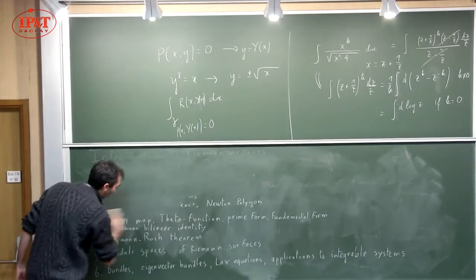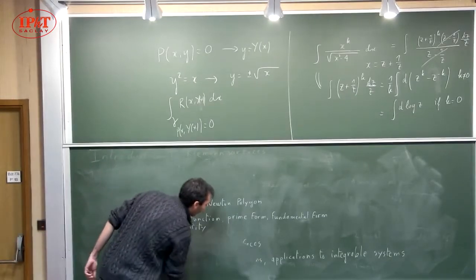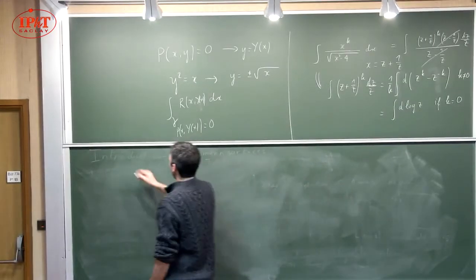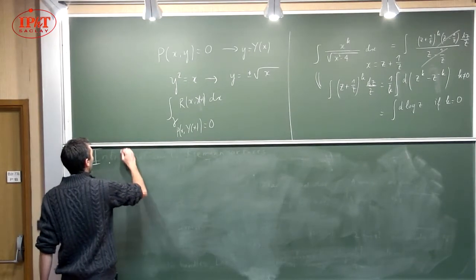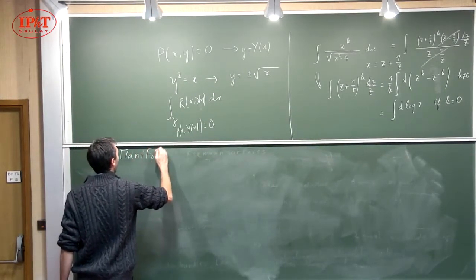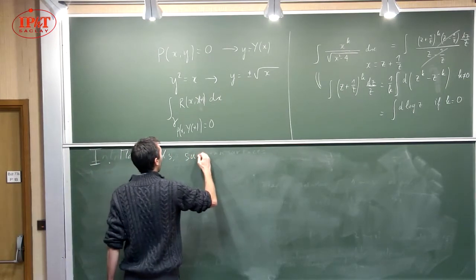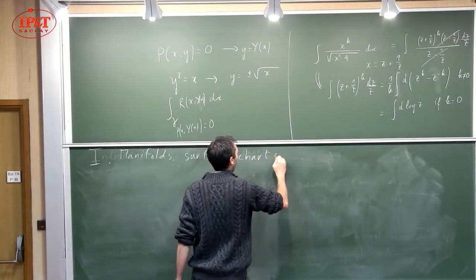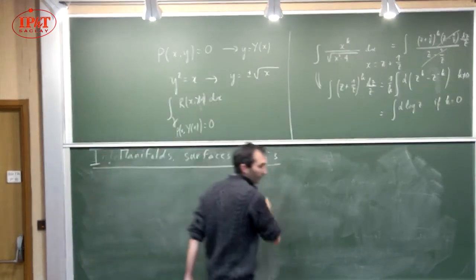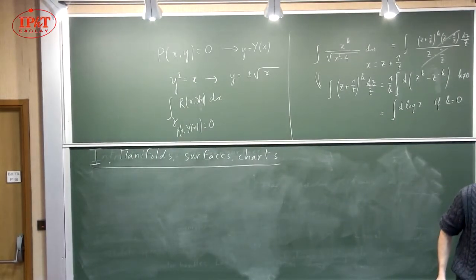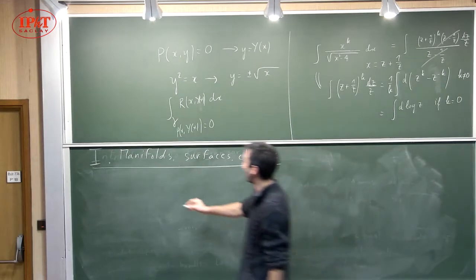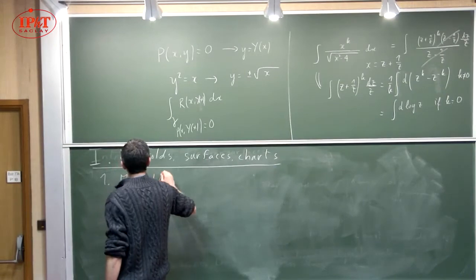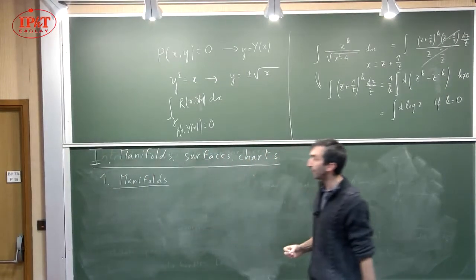So, let me start by defining Riemann surfaces and first define manifolds. So this is the first chapter. Manifolds, surfaces, cards, and all that. And the first thing will be really the definition. So, manifolds. So I remind you the definition of a manifold.